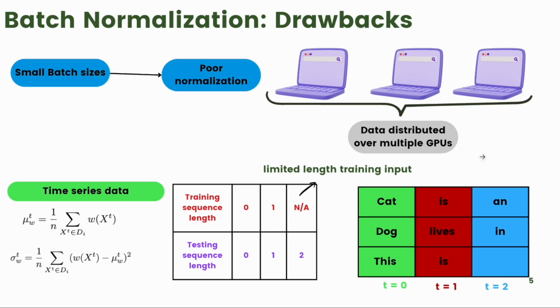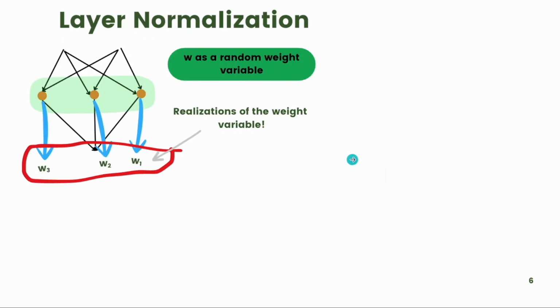Now let's look at layer normalization. In layer normalization, we're just going to focus on one of the layers of our neural network. The formulation remains exactly the same for the others, so we don't need to worry about that. Let's denote by W a random variable that represents our weight. If you remember from the previous discussion on batch normalization, W was a random variable that denoted the weight of a particular neuron.